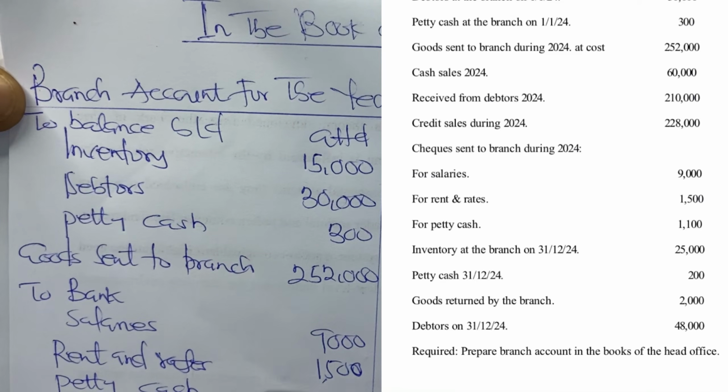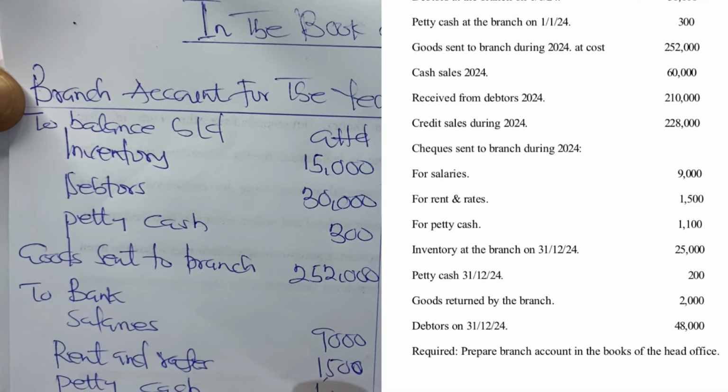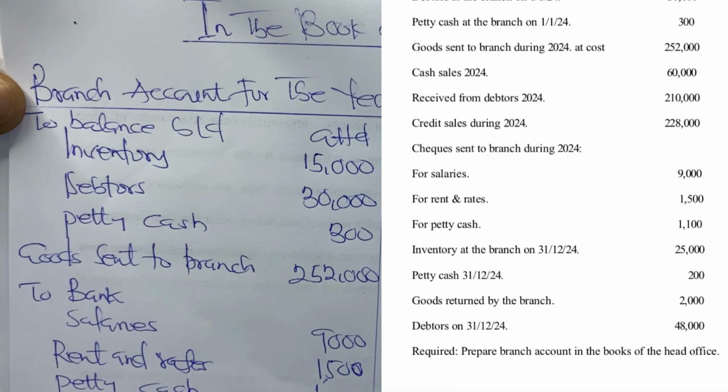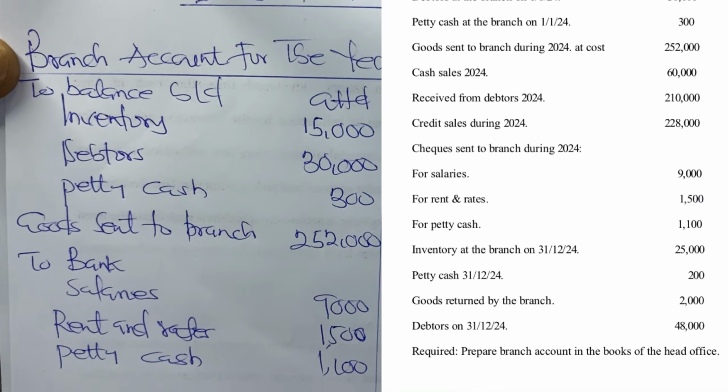A petty cash is 1,100. Now, the next over here is inventory at the branch on 31st December 2024. Listen and listen very well.